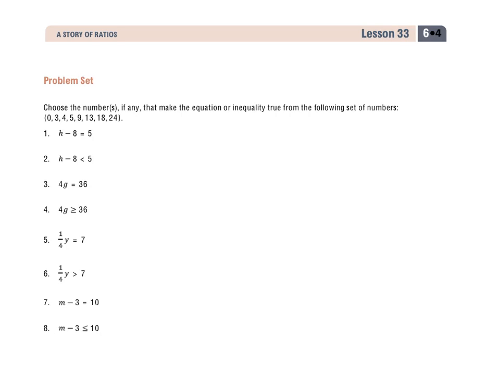The directions at the top state, choose the numbers, if any, that make the equation or inequality true from the following set of numbers: 0, 3, 4, 5, 9, 13, 18, and 24. So we're going to use these numbers to help us figure out our questions below. Let's start in. I'm going to take a look at 3 first.